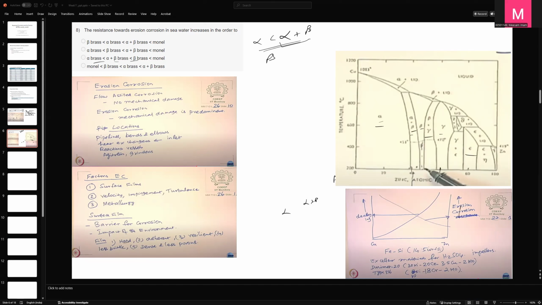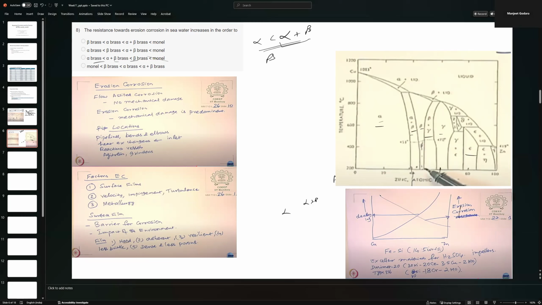In the sequence which is given, will alpha brass have higher erosion corrosion resistance, or beta? As per the graph, the alpha brass is having higher erosion corrosion as we are increasing copper content. So beta should have the least erosion corrosion resistance. Yes, that's true. So option B will be more appropriate then.